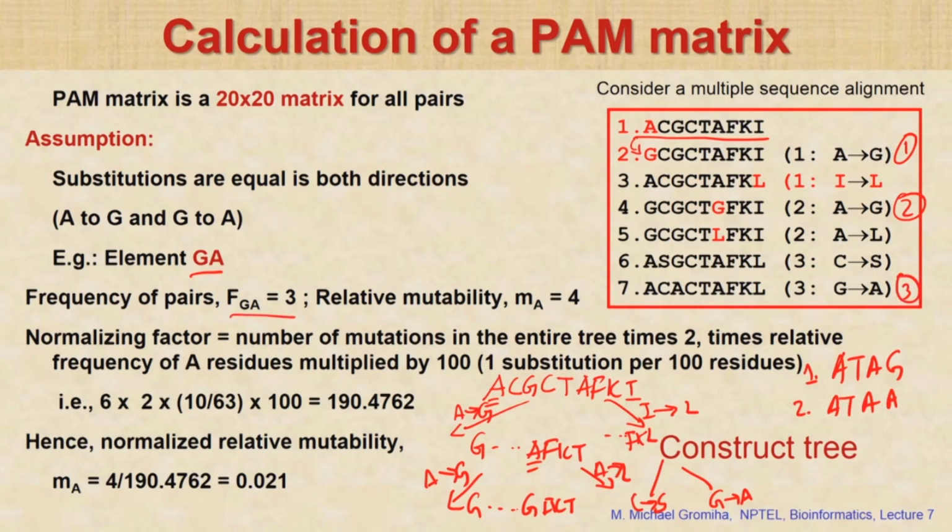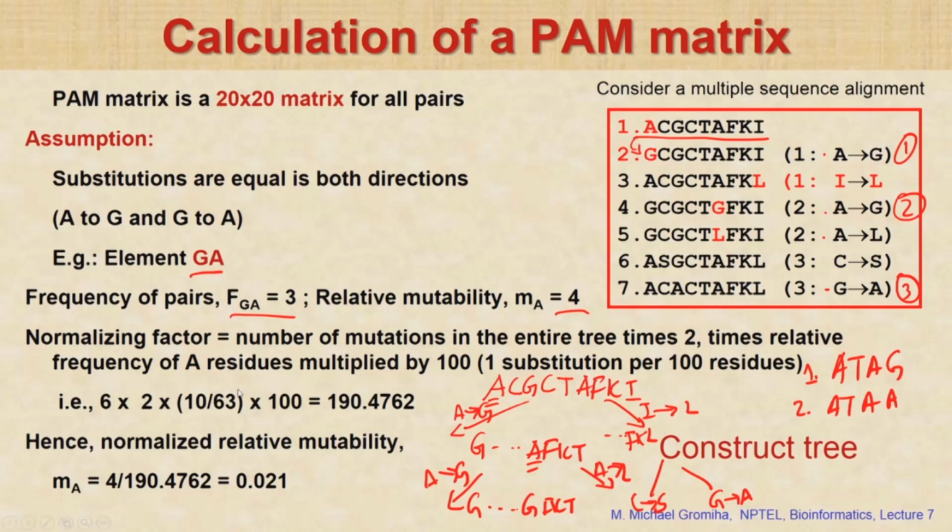What is the relative mutability MA? How many times is A mutated? 1, 2, 3, 4. So, this is equal to 4. Here the normalizing factor is the total number of mutations in the entire tree, multiplied by 2, times the relative frequency of A residues, multiplied by 100. How many mutations in the entire tree? 6 mutations, multiplied by 2, then times the relative frequency of A.